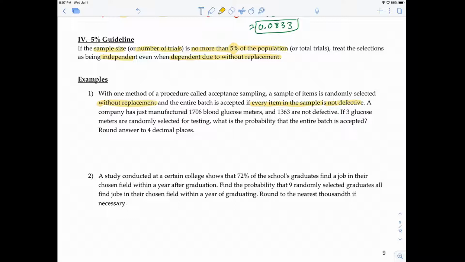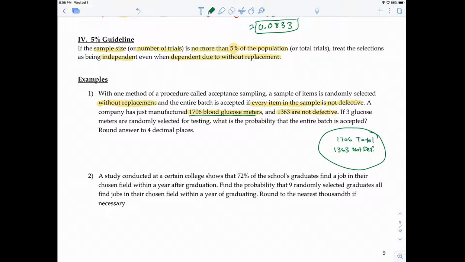A company has just manufactured 1,706 blood glucose meters. 1363 are not defective. So that's what we have in our pool. We can think of this as the pool or a population, right? So we have a population of 1706, and 1363 are not defective. Let me make this circle a lot bigger. So we have this total.